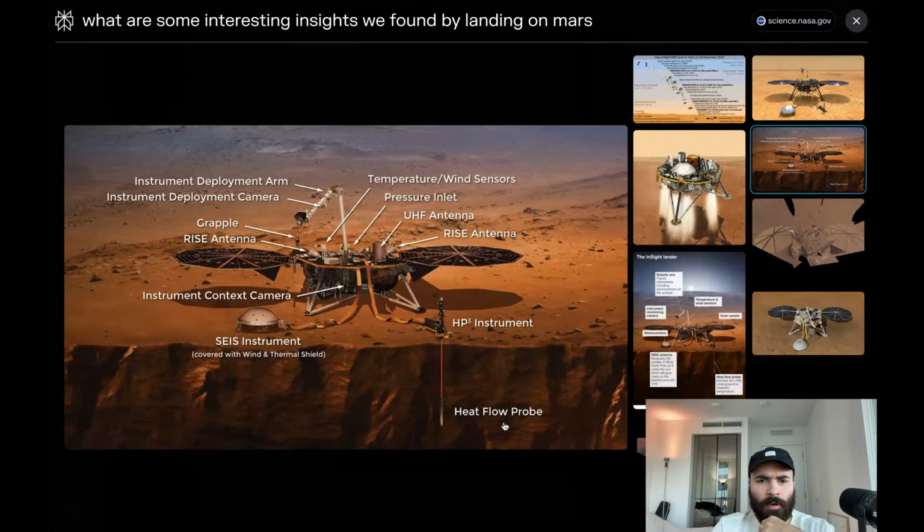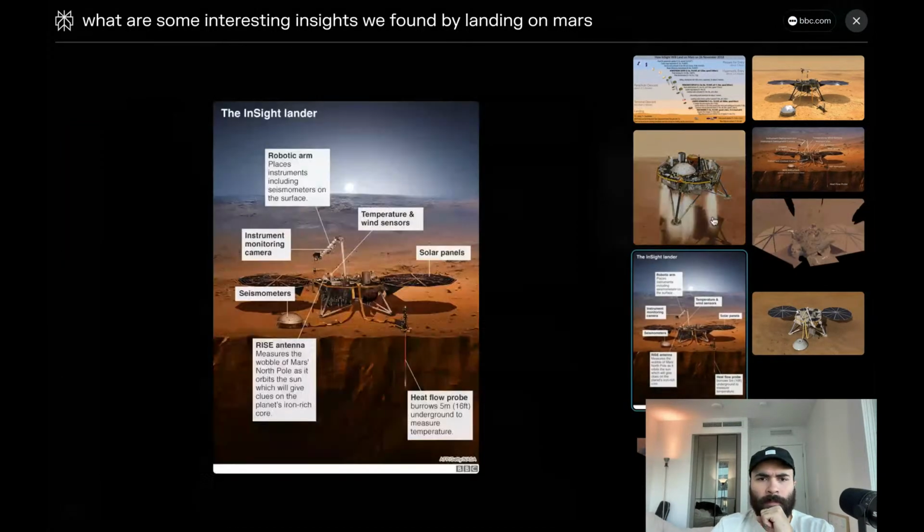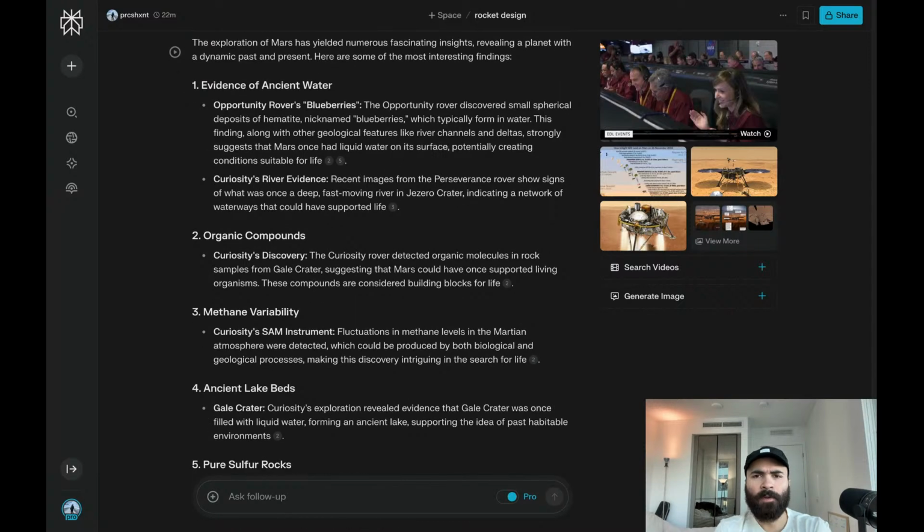Heat flow probe. Whoa. Instrument context camera, grapple, rise antenna, UHF antenna, pressure inlet, temperature, wind seasons. Okay. Interesting. Opportunity rover, blueberries. The Opportunity rover discovered small spherical deposits of hematite, nicknamed blueberries, which typically form in water.